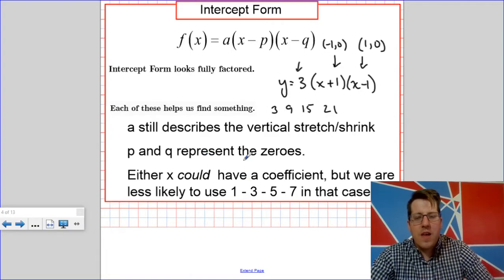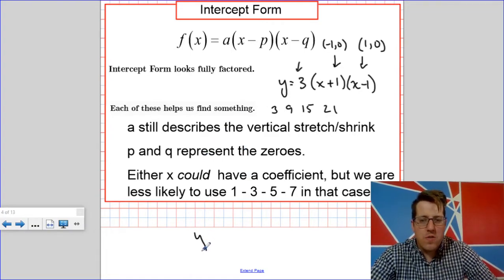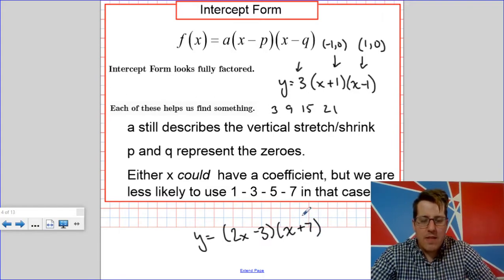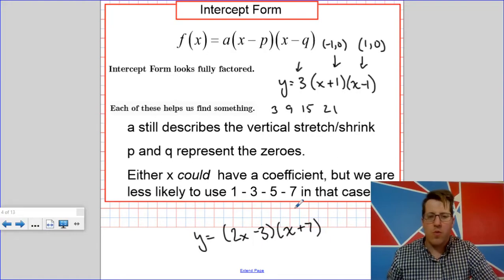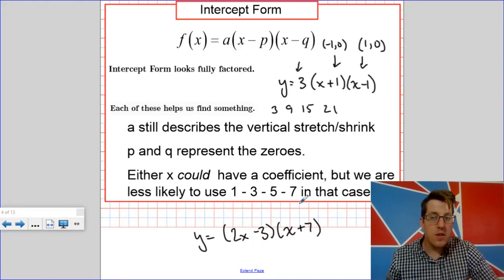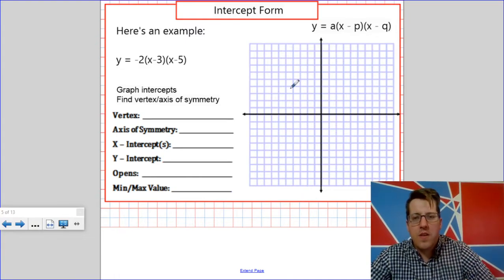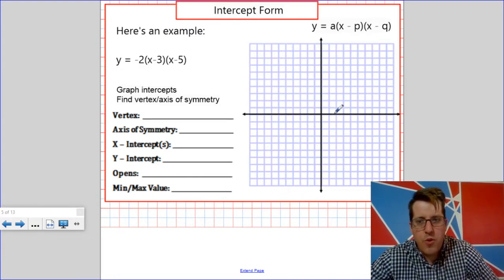Now, either of these x's could have a coefficient, so we could have an equation that looks like this. But we're going to be less likely to use the 1, 3, 5, 7 rule in that case, and we might try a different option for graphing. All right, so here's an example, and here's how we'll approach it.